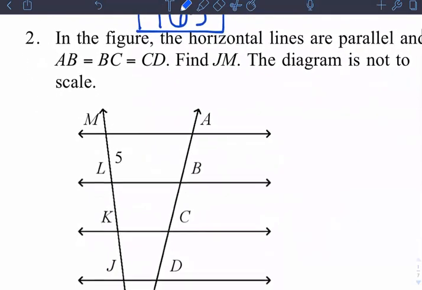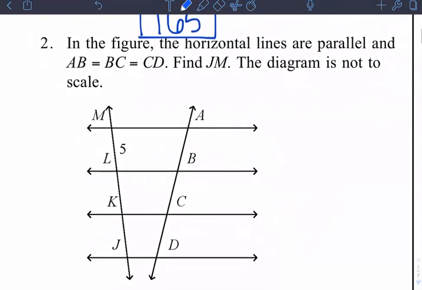Number two, in the figure, the horizontal lines are parallel and AB is equal to BC, which is equal to CD. Find JM. So we have a transversal line, and whenever we have a transversal line, that means all of the lines are going to be transversal and they get cut congruently. So they're going to get cut evenly. So if ML is 5, LK is 5, and KJ is 5.